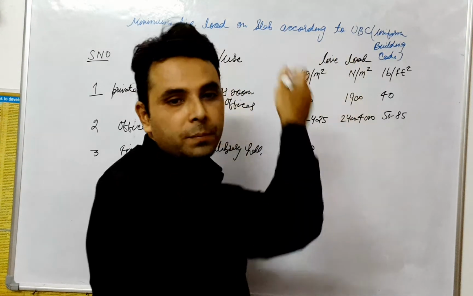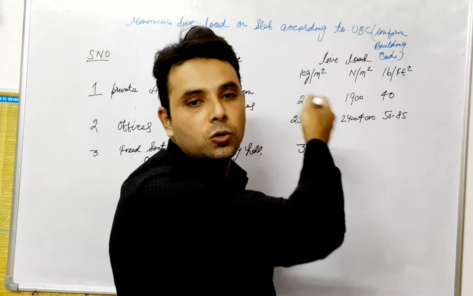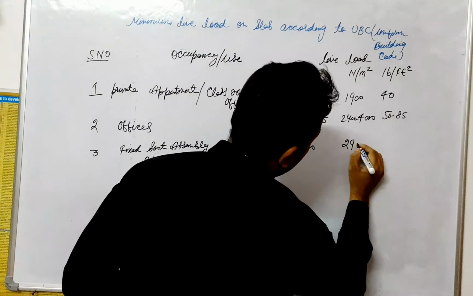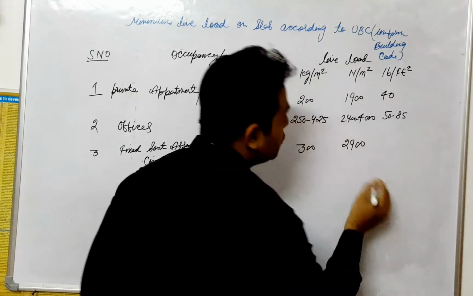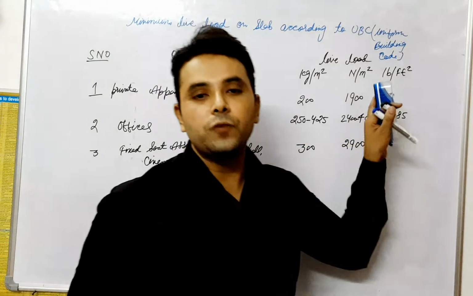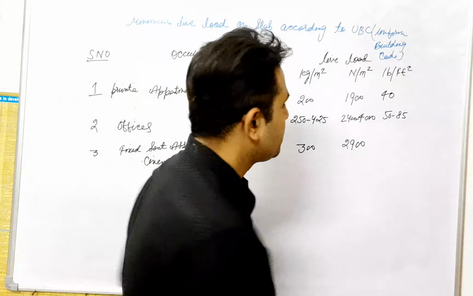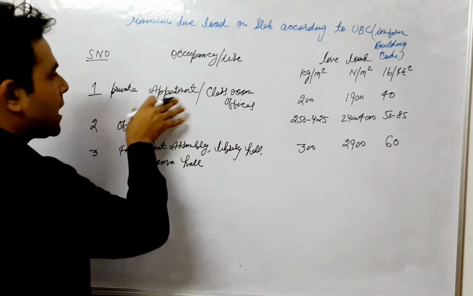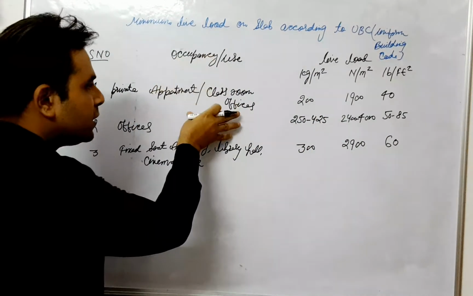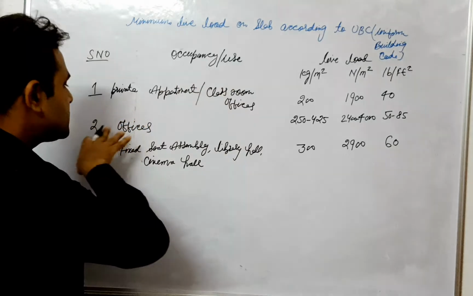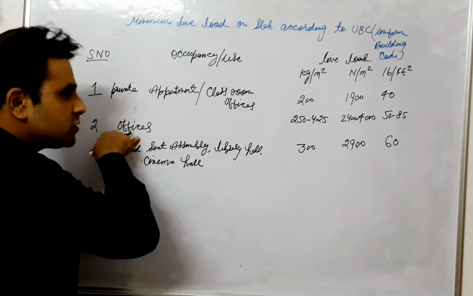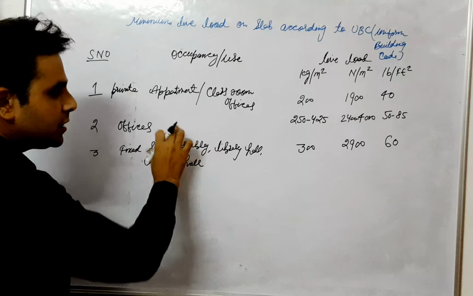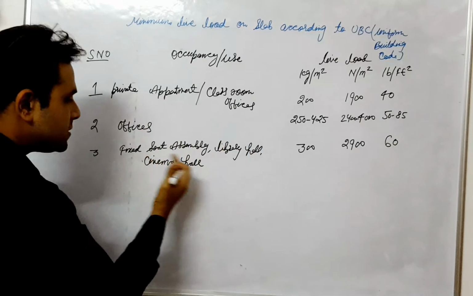In the case of Newton per meter square, you have to take 2900. And suppose you are going to take pound per square feet, then you have to take 60. Clear? First one is private apartment or any classroom, offices. Second one is only offices. And third one is fixed seat assembly, library hall or any cinema hall.